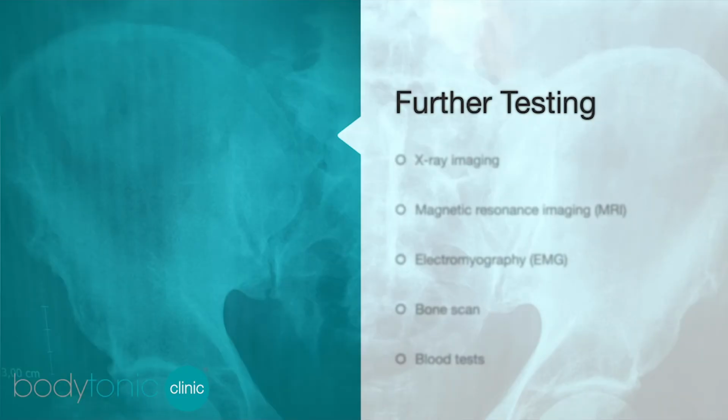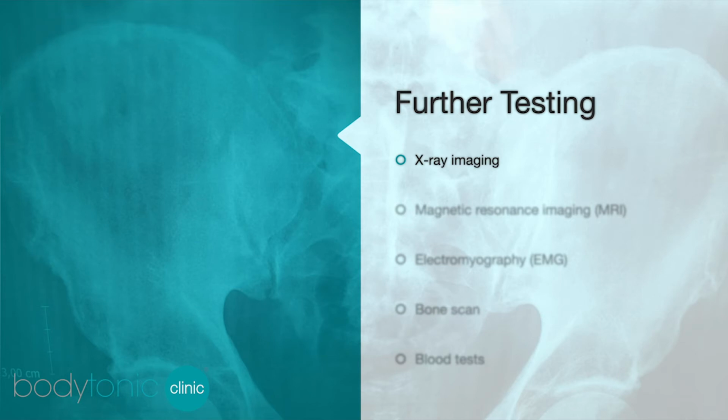This may include X-ray imaging. This can show if there's any disruption to the normal alignment of the bones in the spine. It also shows fractures in the bones. This may be requested if there's a chance of spondylolisthesis, bony fractures, or osteoarthritis in the spine.